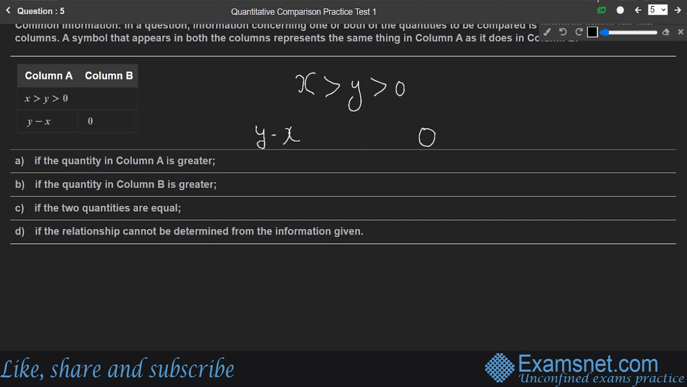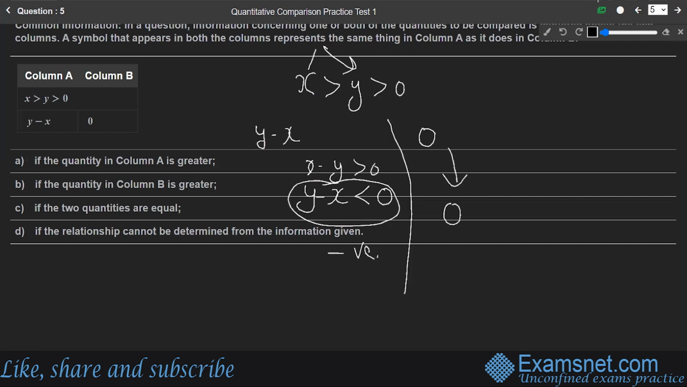We know that x is greater than y. So if x is greater than y, then obviously x minus y should be positive, greater than 0. But if you do y minus x, that will not be positive; it will be negative. So the y minus x value will actually be negative. In column B, we have 0. Out of 0 and a negative, which is greater? Obviously 0 is greater. So the answer becomes option B, which says the value in column B is greater.